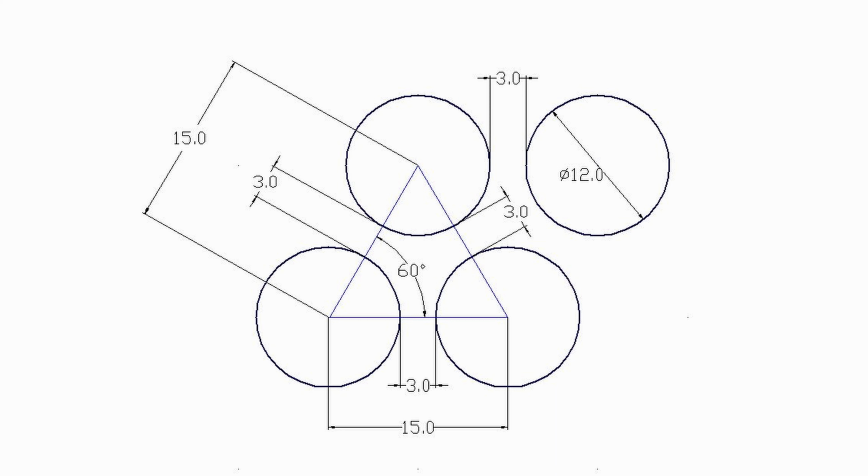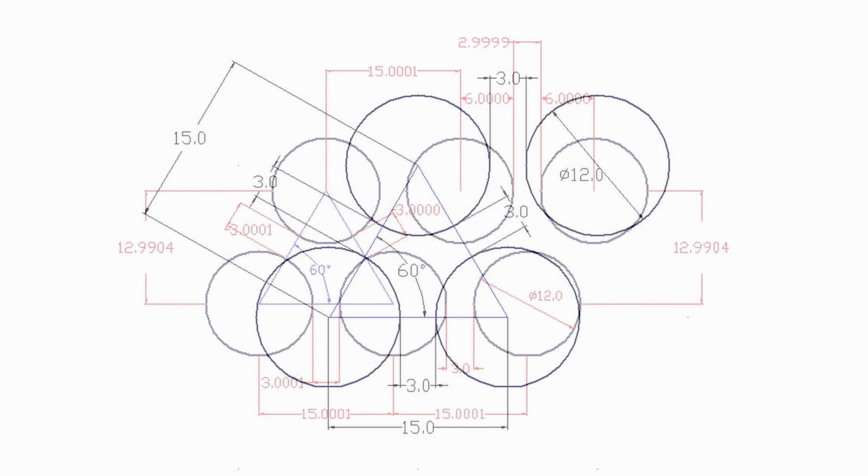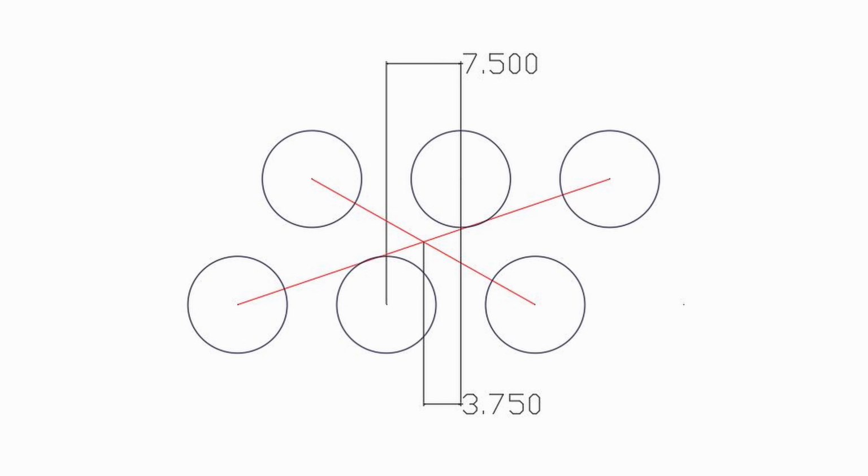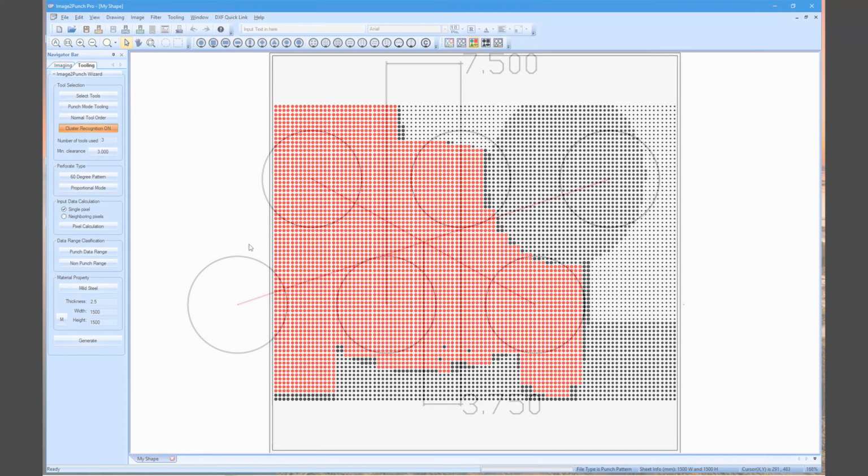With all these numbers, we can then calculate the center to center between the tools, which is 15 mm with minimum gap of 3 mm. In vertical direction the distance is 12.9904 mm and in the horizontal direction is 15 mm. Then the total different distance between one hole in a row and another hole in another row will be 7.5 mm. Therefore, the offset in one direction will be 7.5 divided by 2, which will be 3.75 mm.